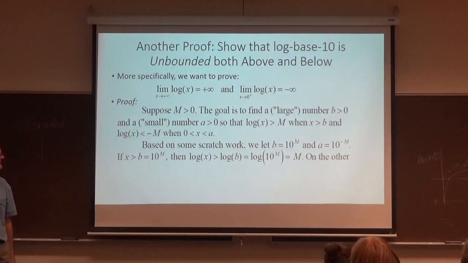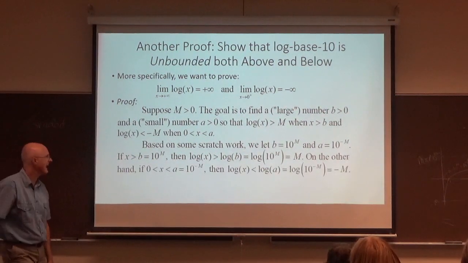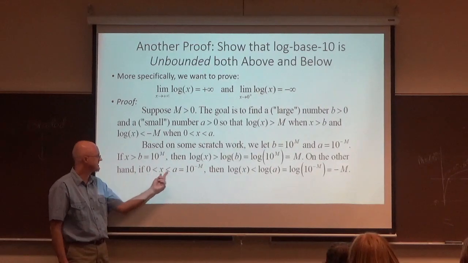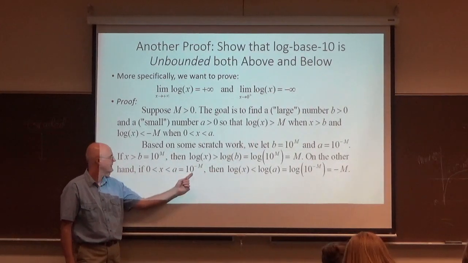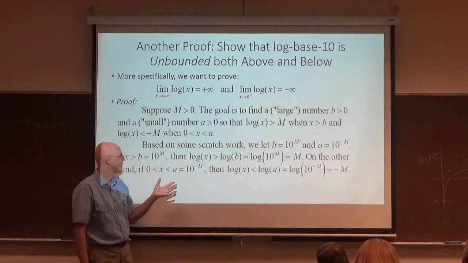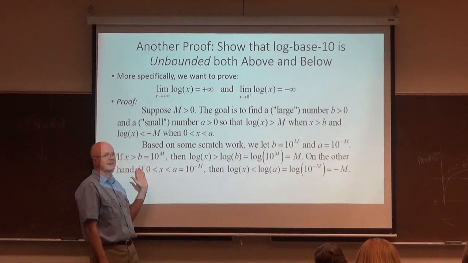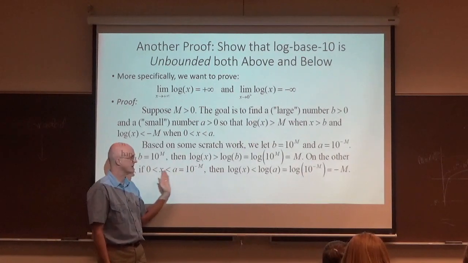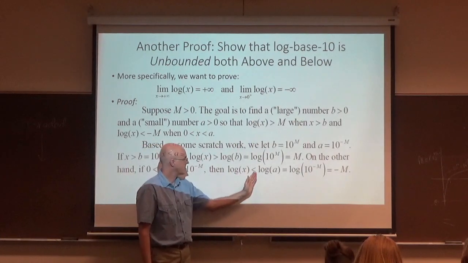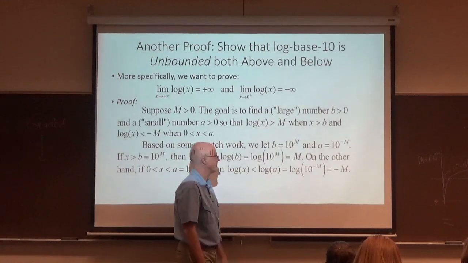On the other hand, you can do something similar with the a. If x is between 0 and a, x is between 0 and 10 to the negative m, then take the log of everything. You don't have to worry about taking the log of 0. The log of 0 is technically undefined. Just take the log of these two things. Log of x is going to be less than log of a, which is going to be negative m.